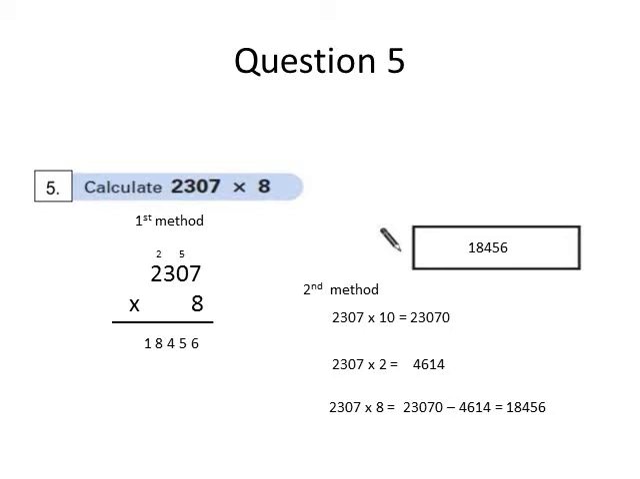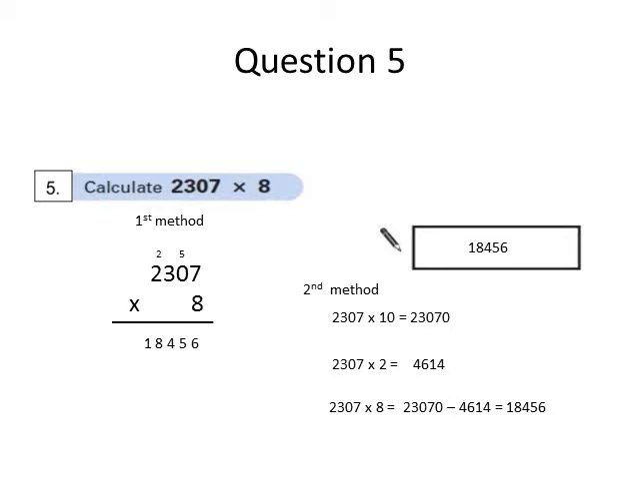The second method is to multiply and adjust. Multiply by 10 and adjust. So 2307 times 10 equals 23,070. We just add a zero. And after that, I adjusted the 8 to be 10, so I added 2.